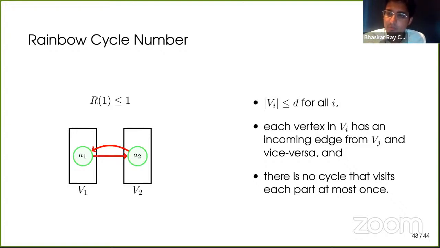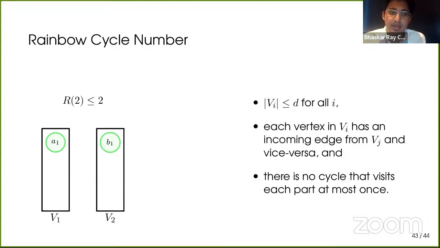So when D equals 1, R of 1, you cannot have more than two parts. So R of 1 is at most 1. Now let's look at R of 2. So let's say you have two parts, and say part 1 has A1 and part 2 has B1.